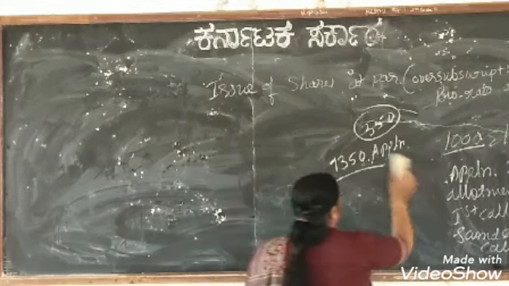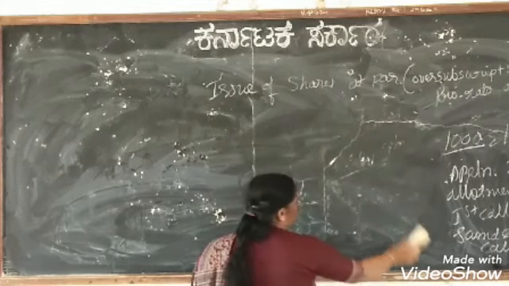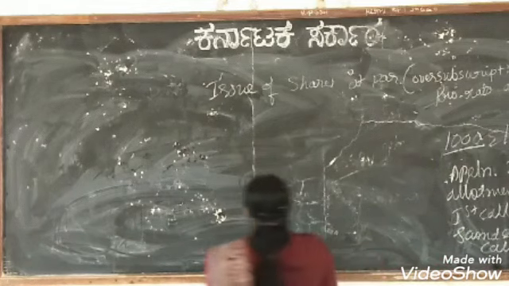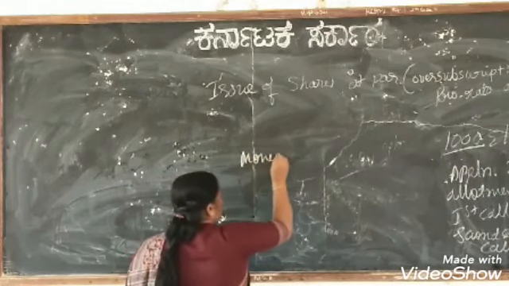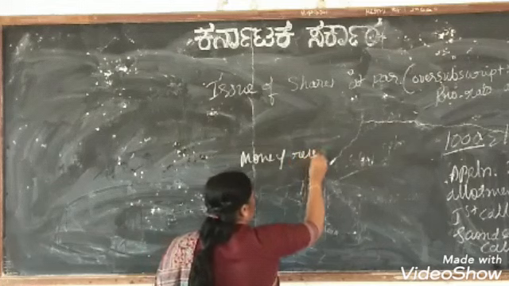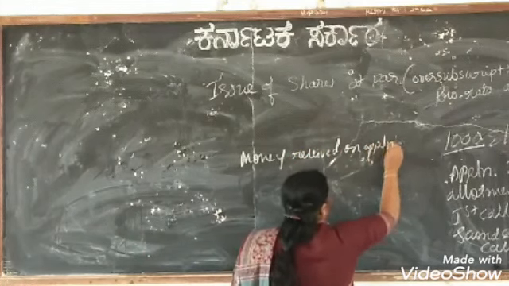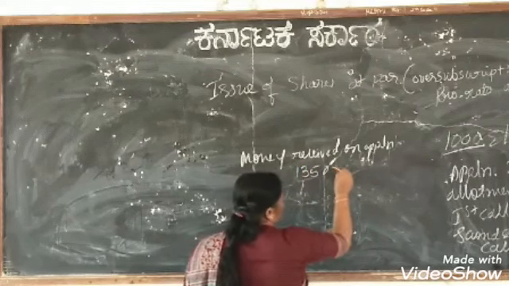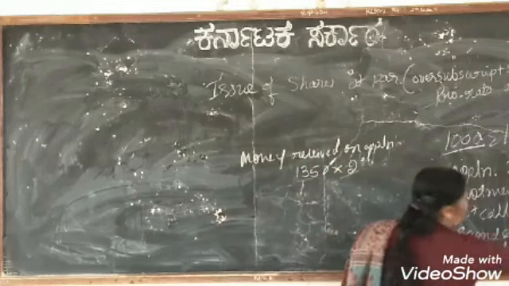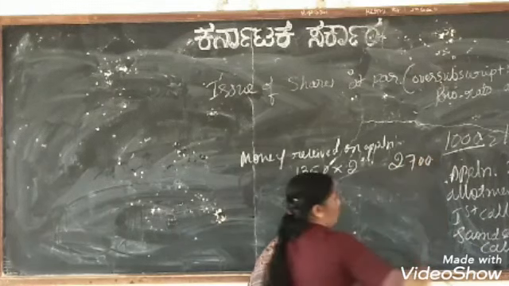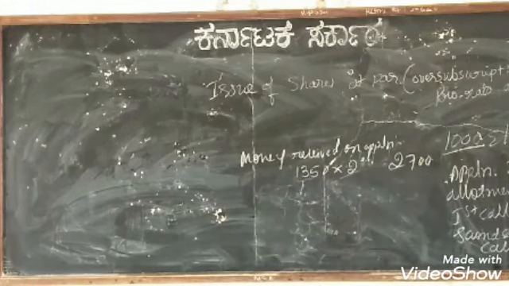Now 100 out of 600, what is remaining? That is returned. Now we will see how much amount is returned. See, money received on application, how much? 1,350 into 2, because application is 2 per share, so it comes to 2,700. 2,700 application money was received.